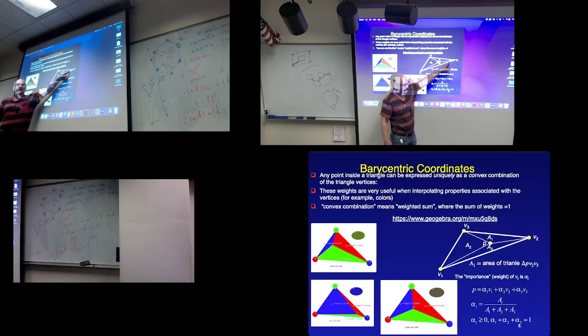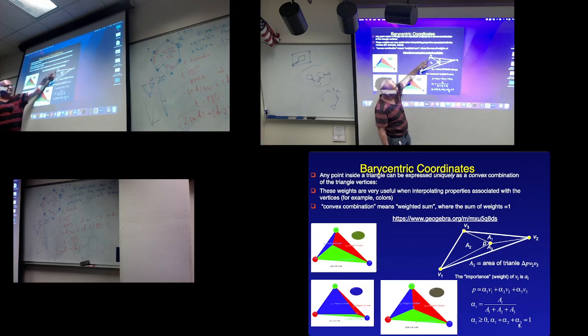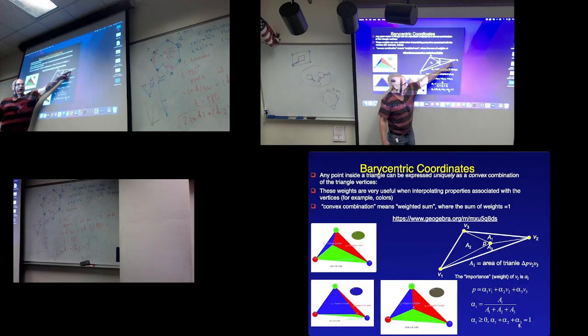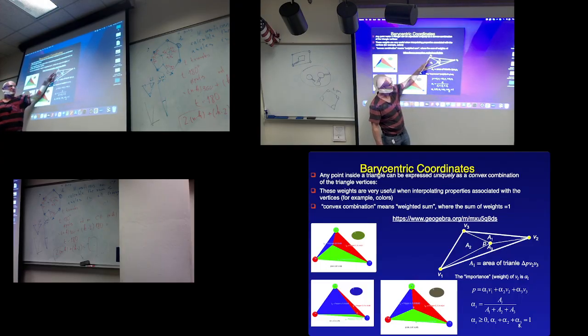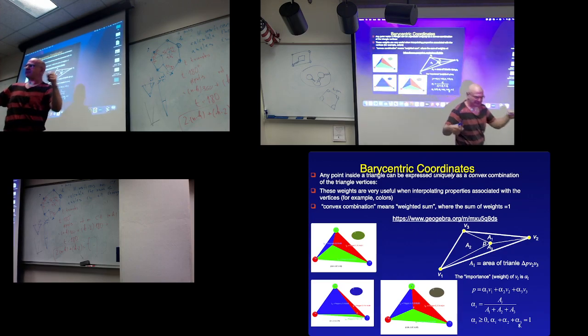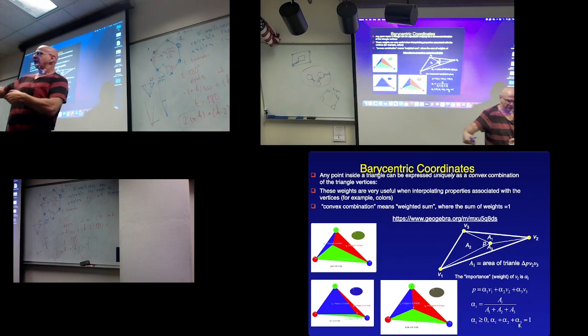Okay, makes sense? And by the way, if P is just on the chord between V1 and V2, then what is the area of A2? 0, which makes sense, because then V2 has absolutely no contribution. The contribution will just be given by these two vertices, and how would it be split? It's just linear interpolation in between.